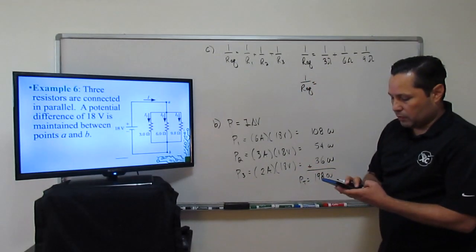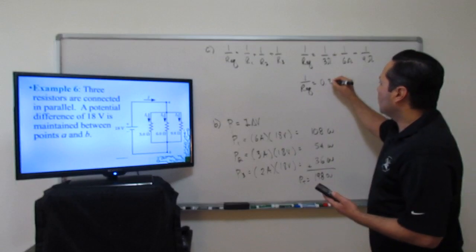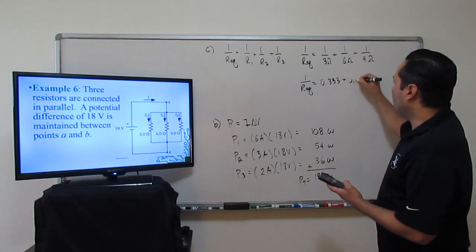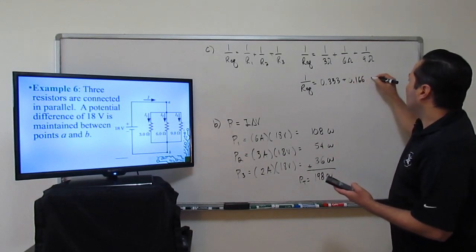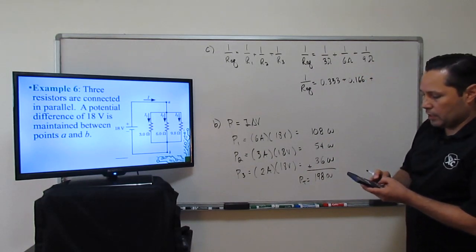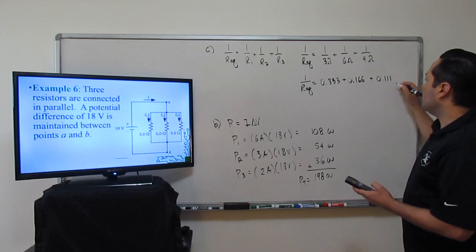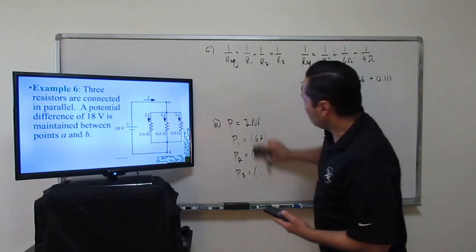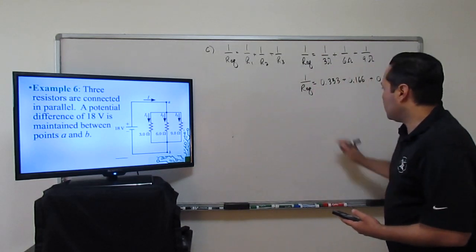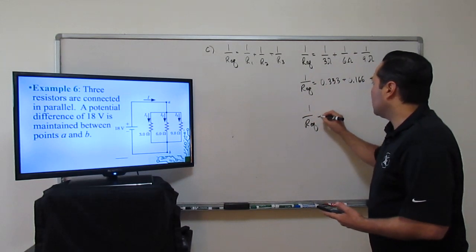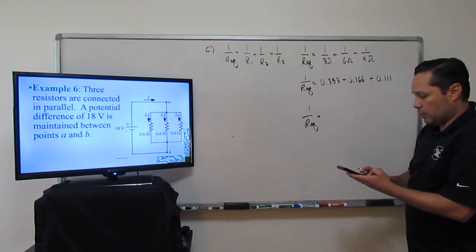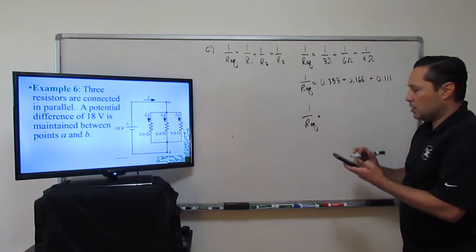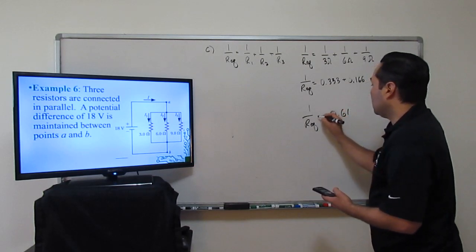So 1 divided by 3 is 0.333, plus 1 over 6 is going to give us 0.166, plus 1 over 9 gives us 0.111. Now I'm going to add them all together. So the inverse of my equivalent resistance is going to be all of these values added together: 0.111 plus 0.333 plus 0.166 gives us 0.61.